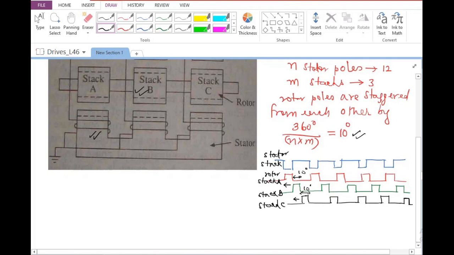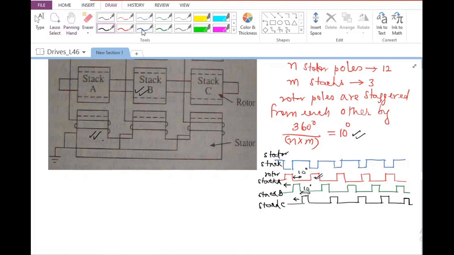Then after that, when you energize stator stack A again, there will again be a 10-degree movement so that this particular second tooth aligns with this one. So you will have very fine movement taking place in a multi-stack variable reluctance stepper motor, but you have to energize stack A first, then stack B, and stack C next. And after that, again stack A and so on. So this allows very, very fine movement in a variable reluctance stepper motor as well.